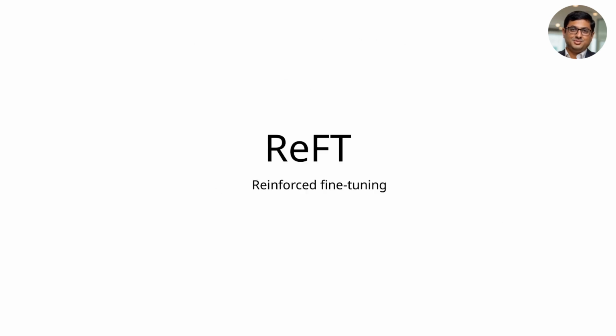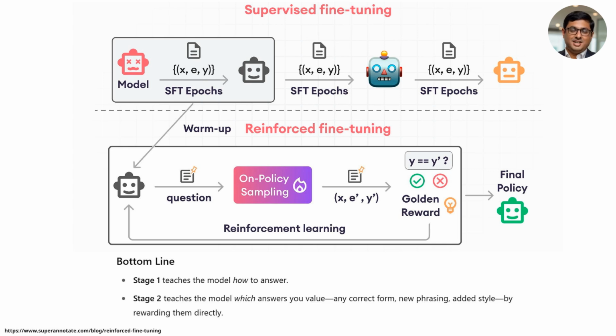Let us dive deeper into ReFT, which is the simplest type of fine-tuning among the 3 types of RL algorithms. During LLM training, reinforcement fine-tuning, ReFT, is usually performed after completing supervised fine-tuning, SFT. ReFT consists of 2 main stages, the warm-up stage and the reinforcement learning stage.